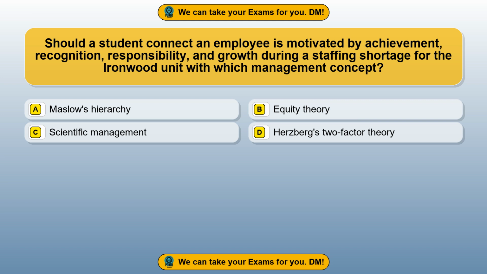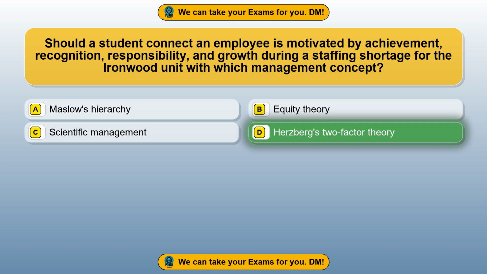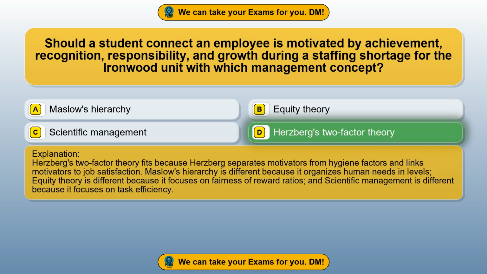Option A, Maslow's hierarchy. Option B, equity theory. Option C, scientific management. Option D, Herzberg's two-factor theory. The correct answer is option D, Herzberg's two-factor theory. Herzberg's two-factor theory fits because Herzberg separates motivators from hygiene factors and links motivators to job satisfaction.